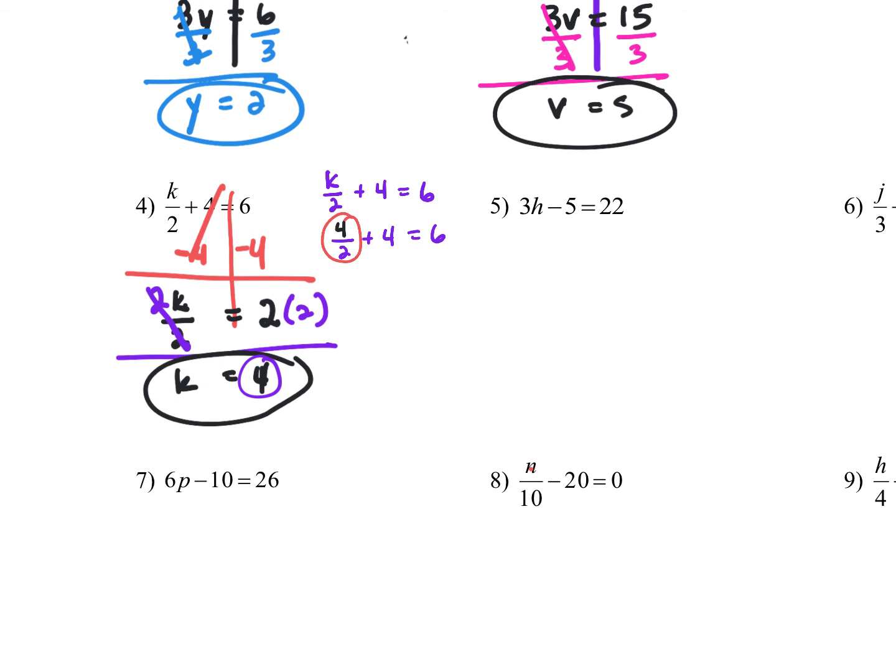If I take 4 divided by 2, that gives me 2. And I'm going to add 4 to that, and it should give me back 6. And 2 plus 4 is indeed 6. And so our solution of k equals 4 is correct.